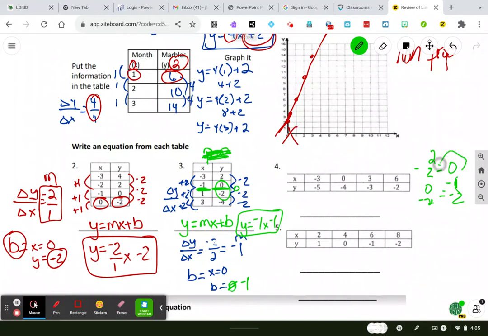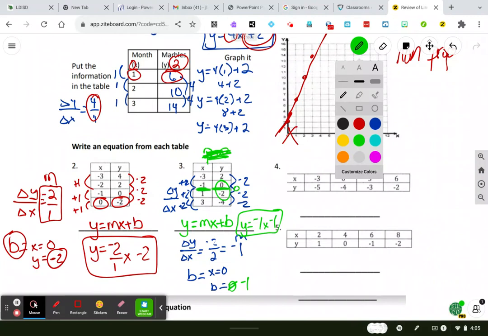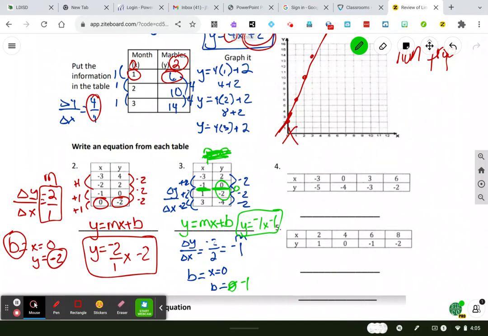Number 4, I'm going to erase this stuff over here. And number 4, we'll do a different color. We'll do black. So number 4, same type of thing. We're trying to find the change in y over the change in x to find our m. So what's happening with the y from 5 to -4, we are adding 1, we are adding 1, we are adding 1. From 3 to 0, we are adding 3, we are adding 3, we are adding 3.